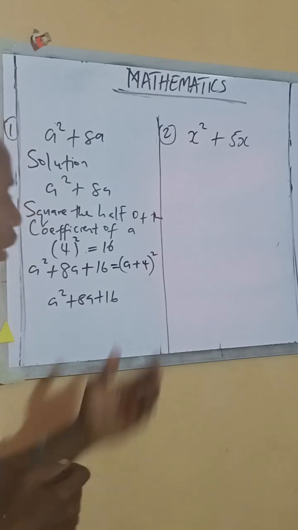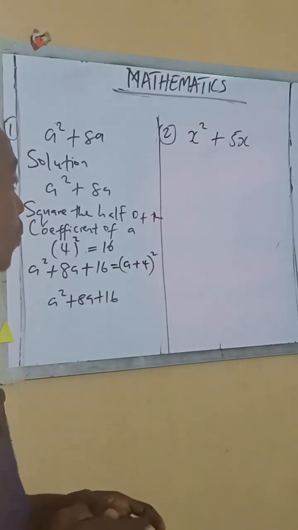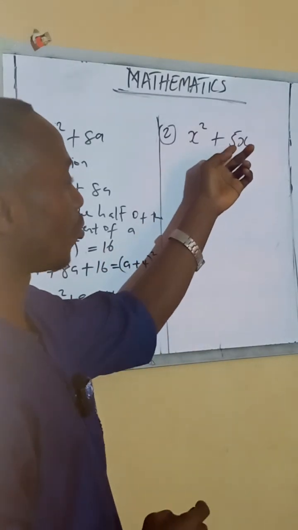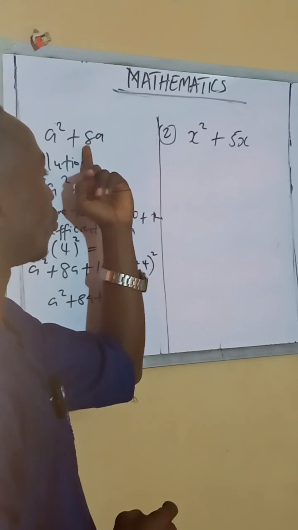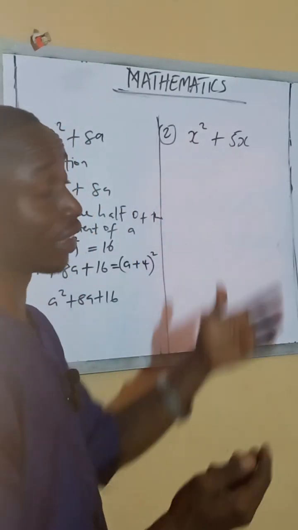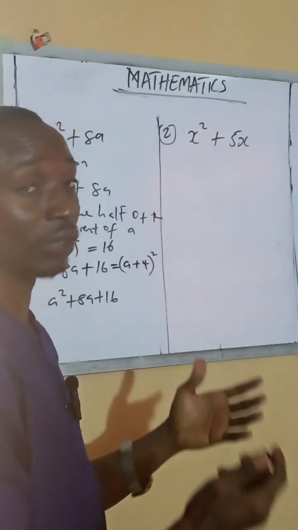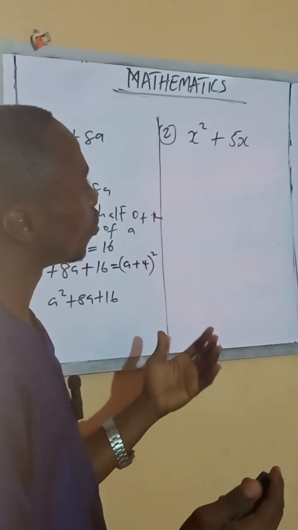Now, let's apply the same philosophy to the second question and see how we can solve it. Having understood that we are working with the half, we are squaring the half of the coefficient of what? 5, just like we squared the half of the coefficient of 8. If you look at this now, we can't have exactly half of 5. But what can we do?